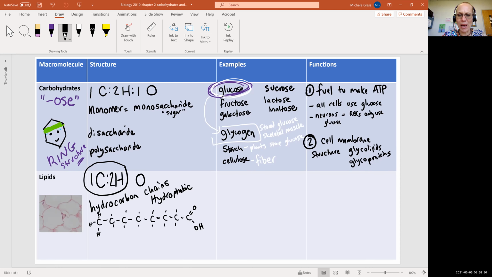We'll be talking about how this is handled in the body throughout the course. It'll come up again and again. So this is our basic structural information that we need. Let's talk next about fatty acids as an example.